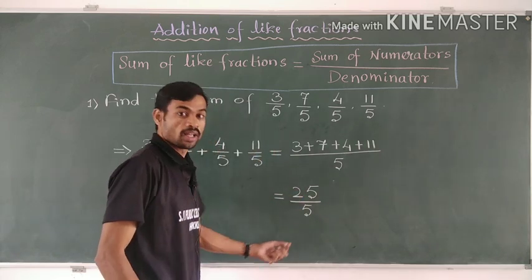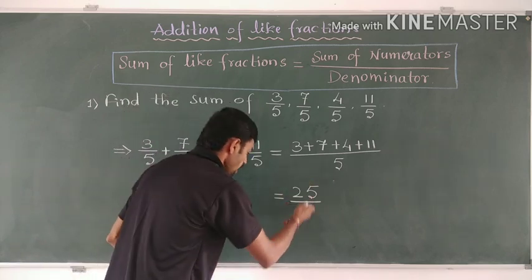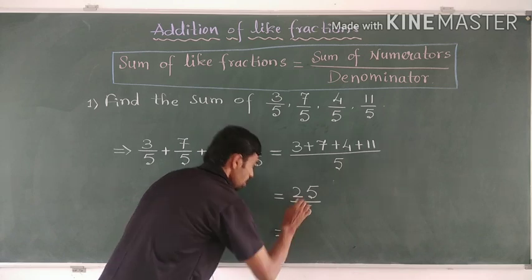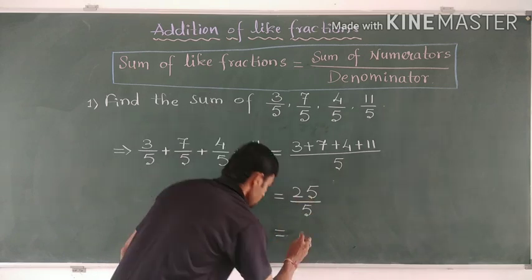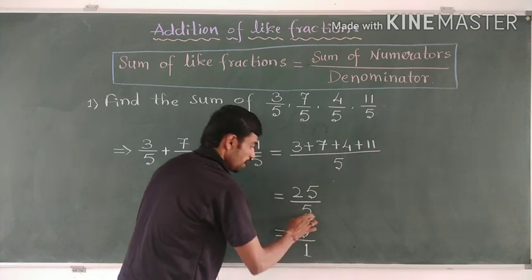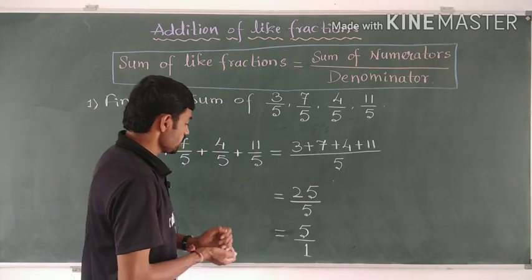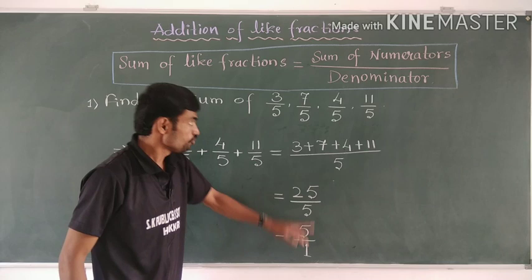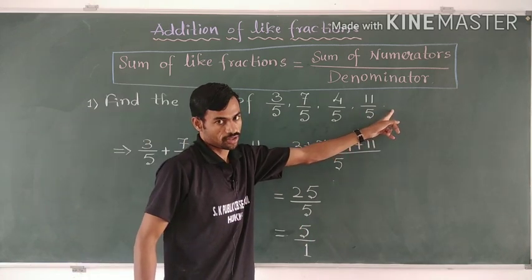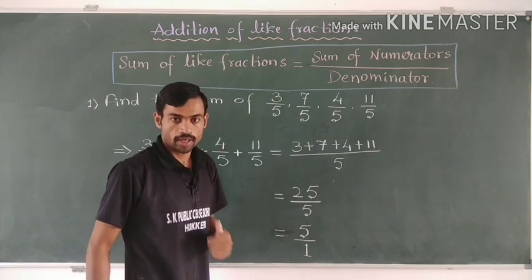So this is the sum of all these fractions. We can write the simplest form of this fraction: 25 divided by 5 is 5 by 1, because 5 fives are 25. So this is the sum of all these 4 like fractions. What is the sum? 5 by 1. Okay, understood?